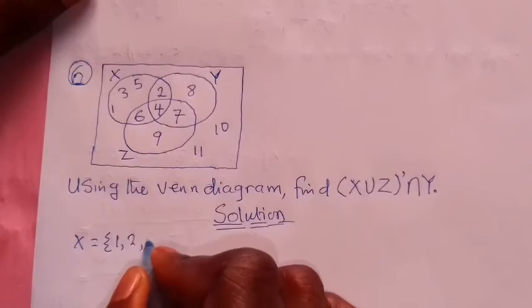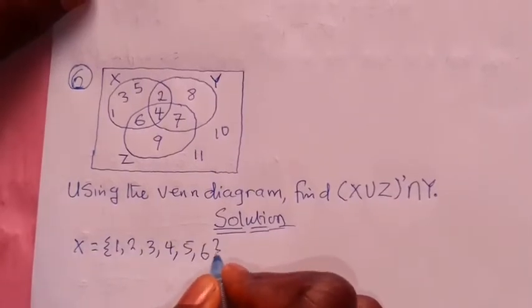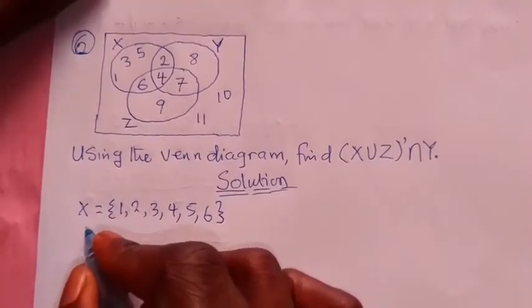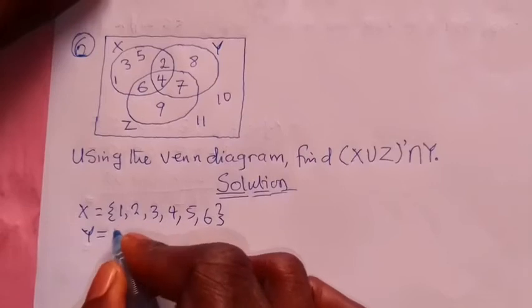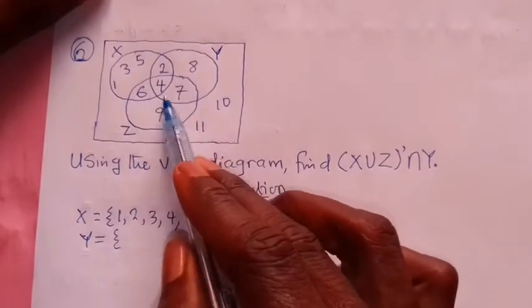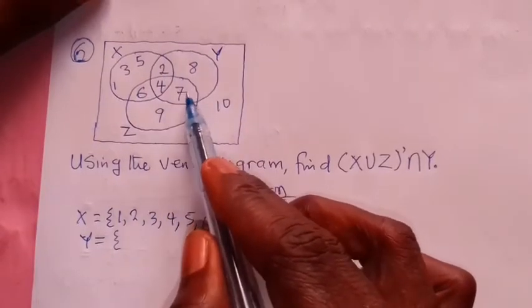1, 2, 3, 4, 5, and 6. Okay, that is for the elements of set X. Now for the elements in set Y, if you check out the circle you see here, the elements you are seeing inside are 2, 4, 7, 8.